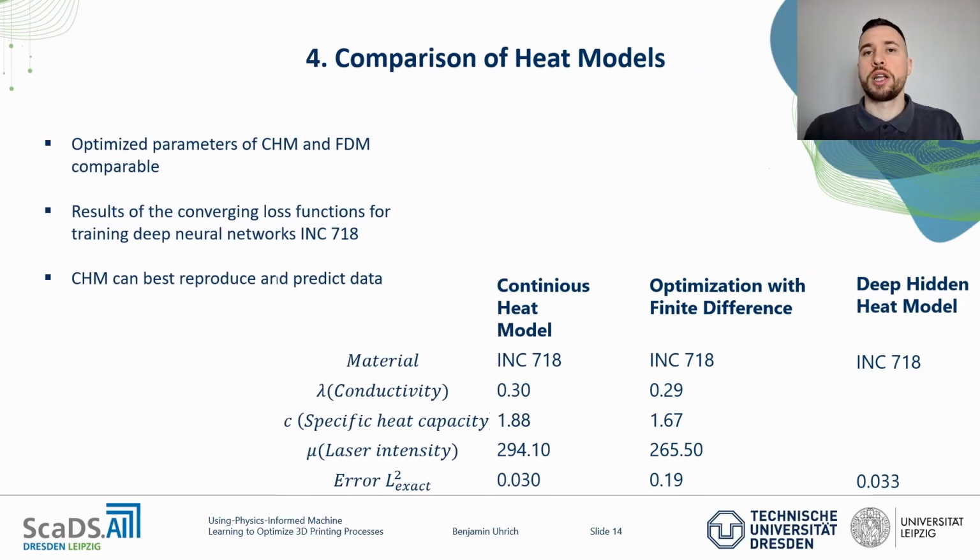On this slide, I would like to compare the parameters found and show how the different loss functions converge for the heating process of the nickel-based alloy Inconel 1718. As you can see in the table, the parameters of the continuous heat model are comparable to those of the optimization with the finite difference method. Also in the last row of the table, you can see that the continuous heat model can best reproduce and predict the measured data here.